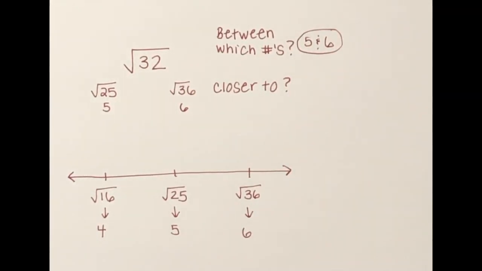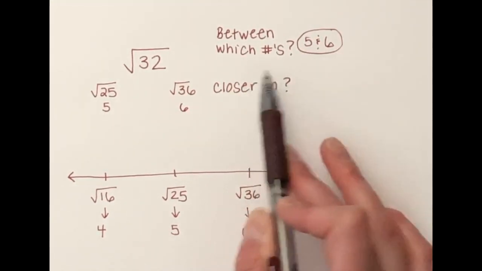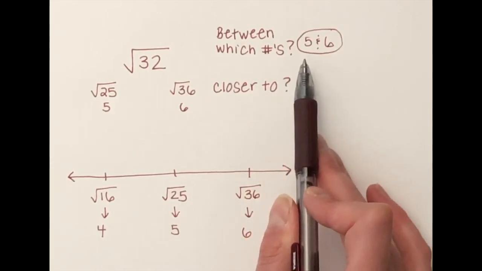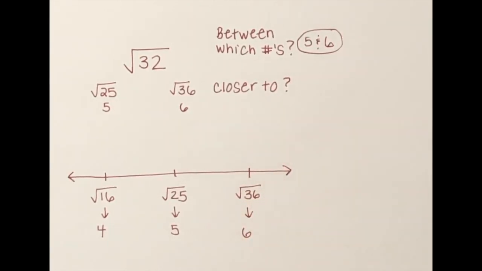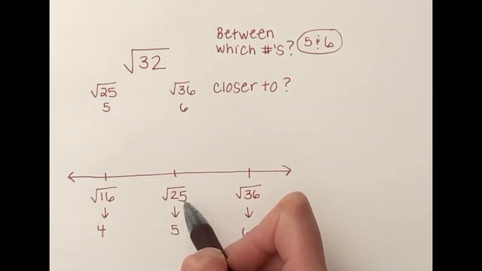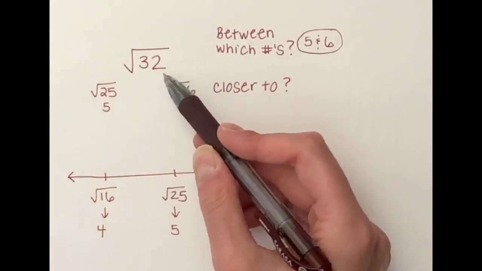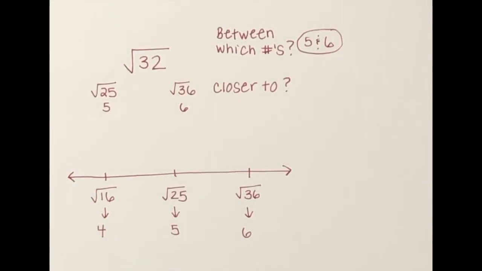5 point something, right? So our next question is, okay, if it's between 5 and 6, which one is it closer to? Is it closer to 5 or is it closer to 6? Super easy to figure out. When I look at 5, we know 5 squared is 25, and we know 6 squared is 36. So is 32 closer to 36 or is it closer to 25? Well, 32 is 7 jumps away on the number line from 25, and 36 is only 4 jumps away on the number line from 32.